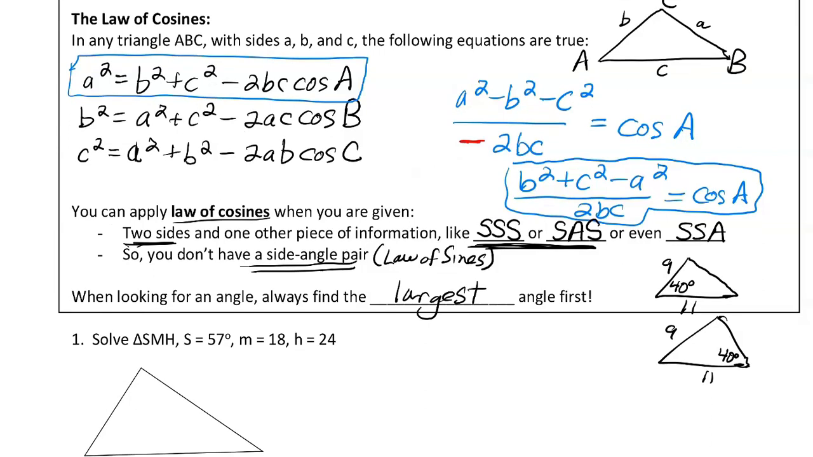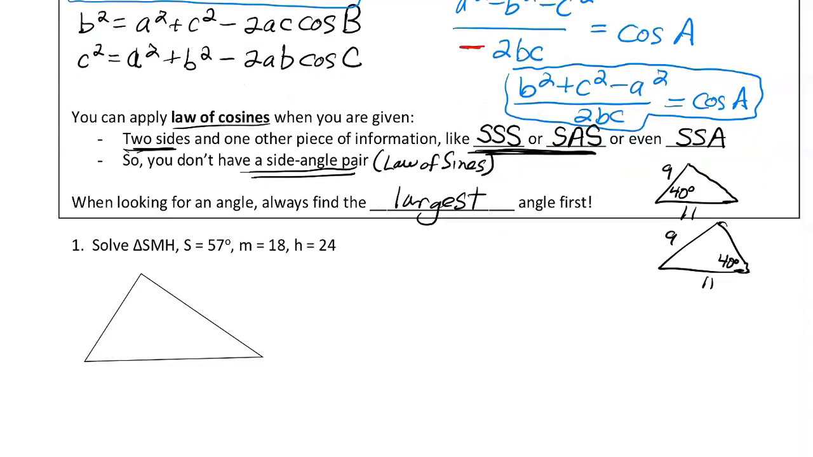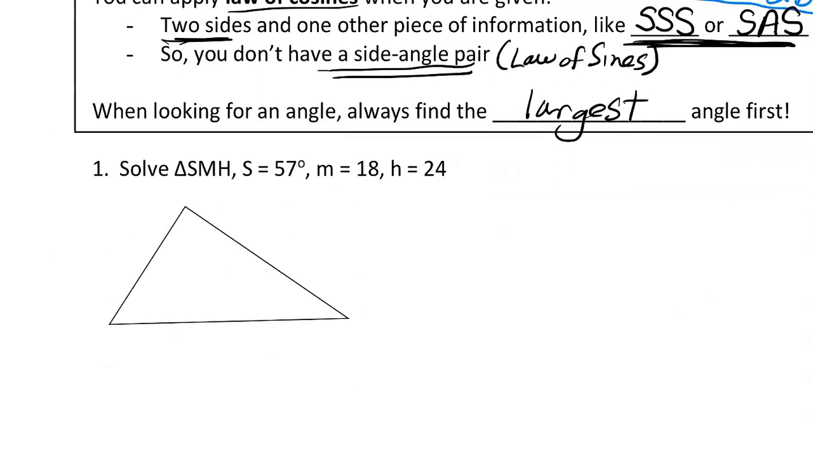Let's take a look at an example. We're going to solve this triangle SMH, shake my head, SMH. So we'll call this S, we'll call this M, and this H. Doesn't particularly matter what goes where. So S is 57 degrees. M is 18, so opposite of the angle M is 18. And then opposite of H is 24.